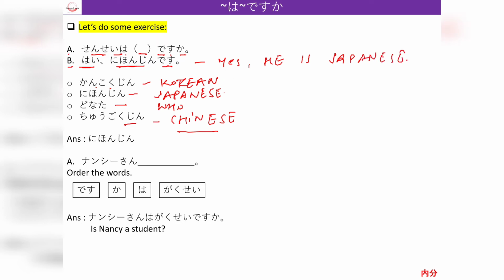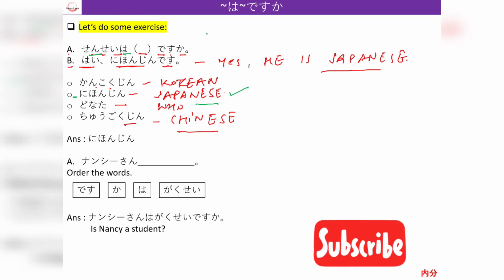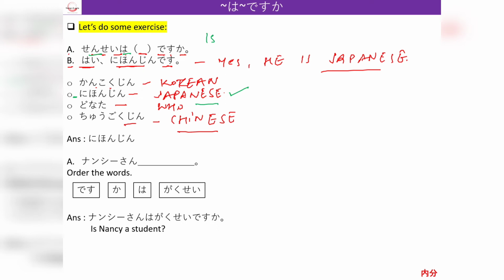So if we look at the statement of this sentence, our answer would be Japanese. So here if we ask "Sensei wa Nihonjin desu ka," it will become like this: Is sensei a Japanese? Then only we can answer like this: yes, he is Japanese.